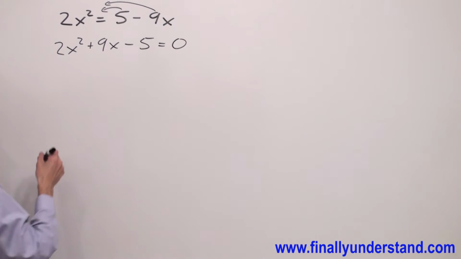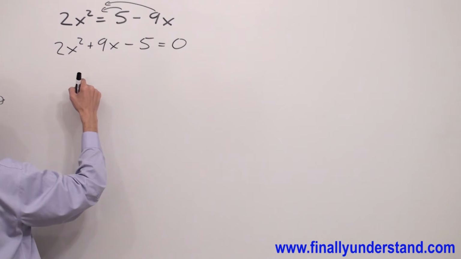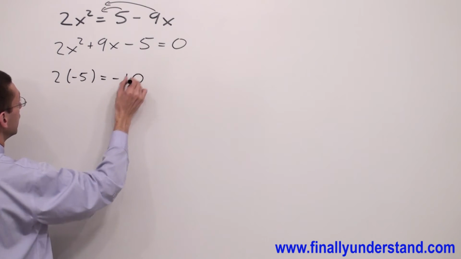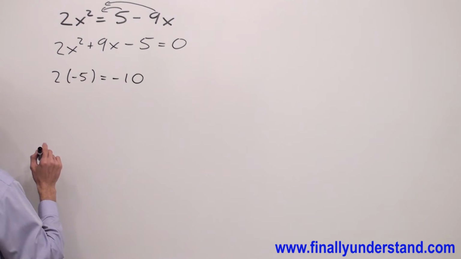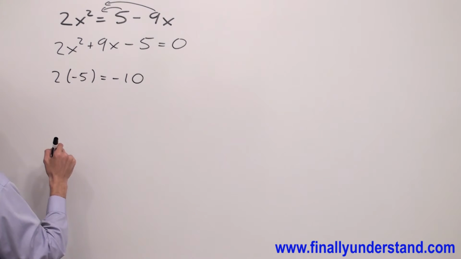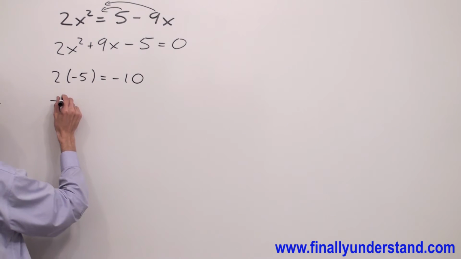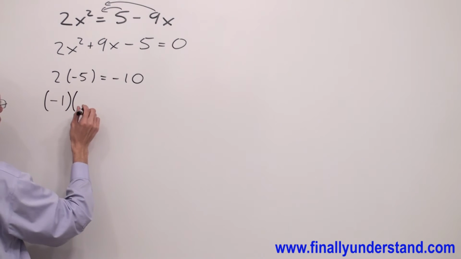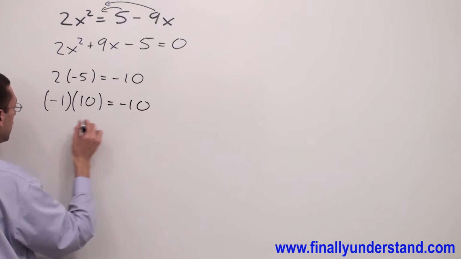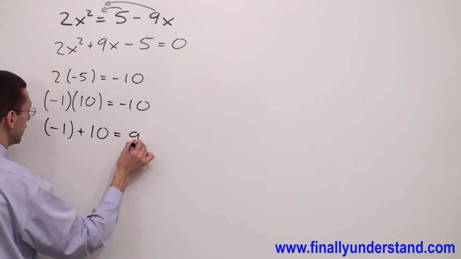Now we can perform factorization. You're supposed to ask yourself, how much is 2 times negative 5? 2 times negative 5 is equal to negative 10. Next, what two numbers multiplied by each other give me negative 10 and added to each other give me 9? Okay, so I have negative 1 times 10 gives me negative 10, and negative 1 plus 10 gives me 9.